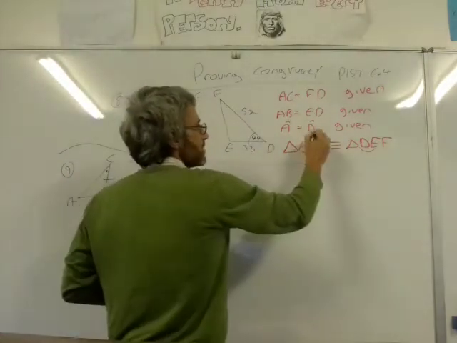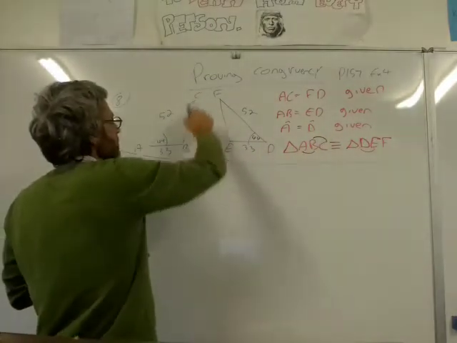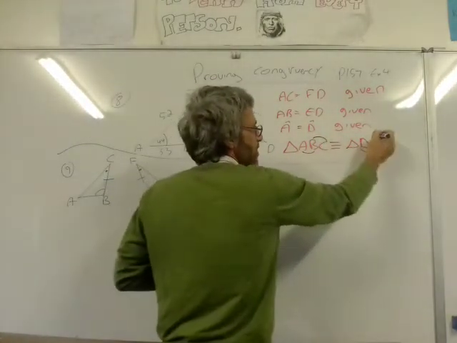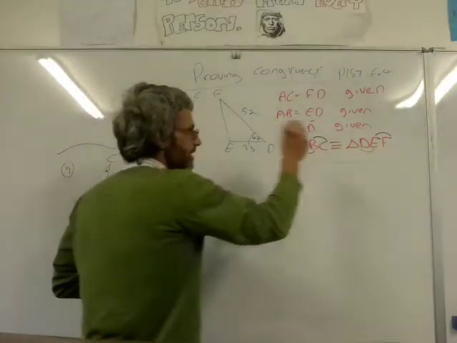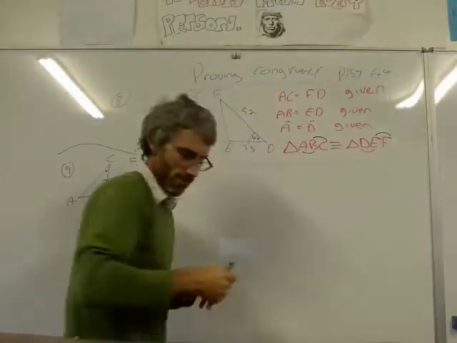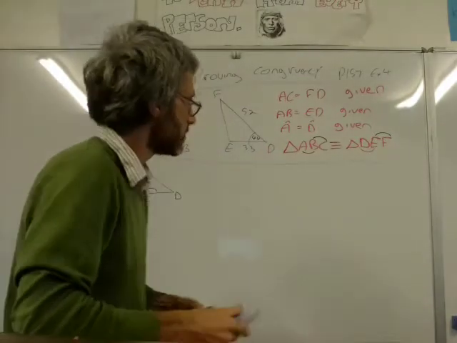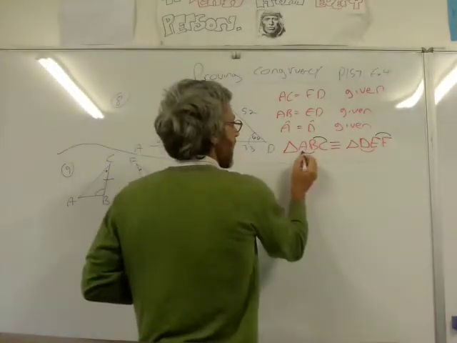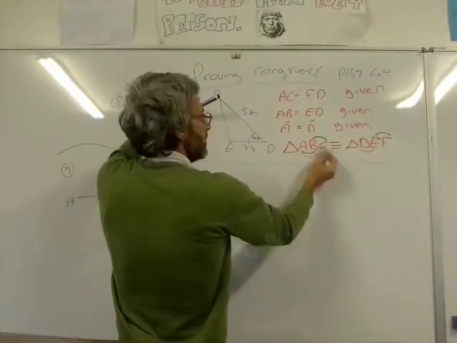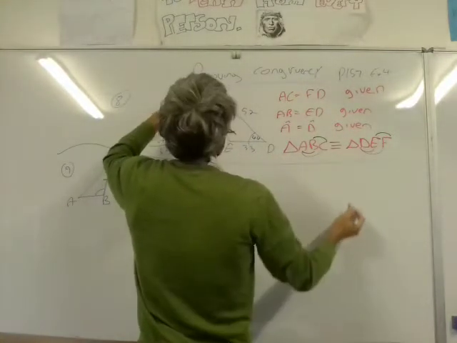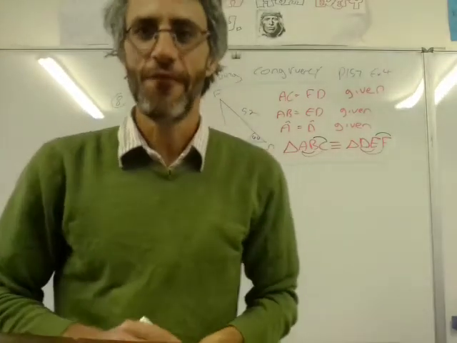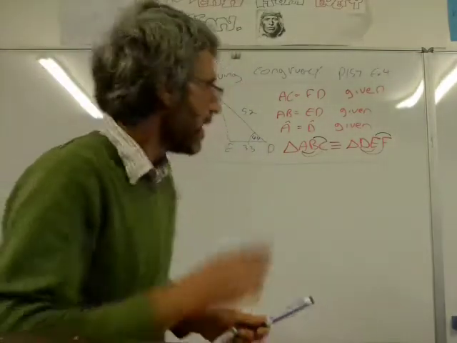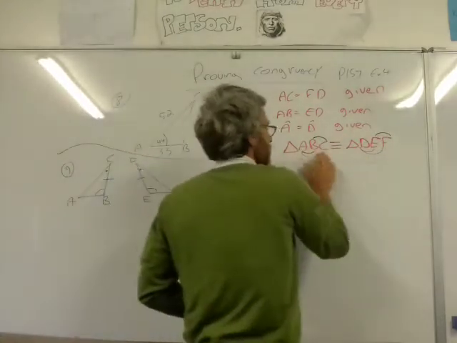We know that side BC, well, we don't know, but now we know that side BC is equal to the side EF. And lastly, side AC is equal to side DF, which is true. So see, the order of the letters is very, very important.